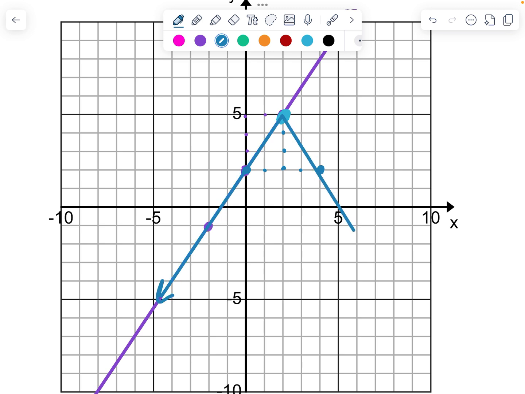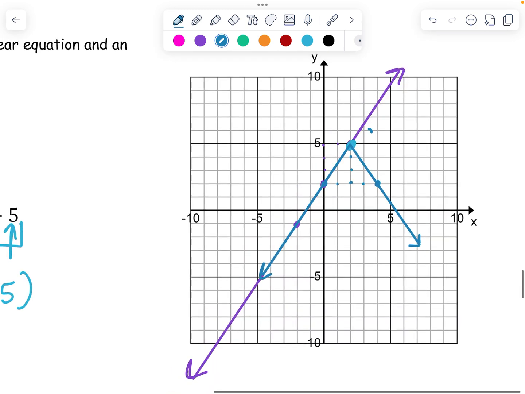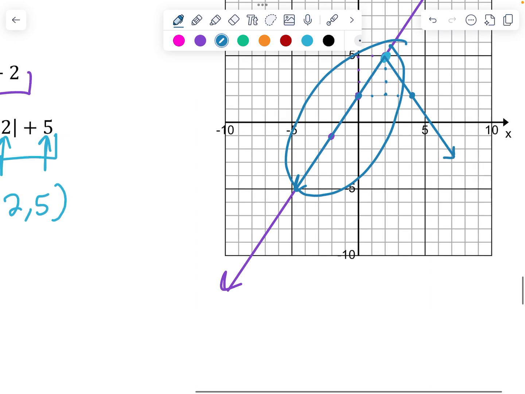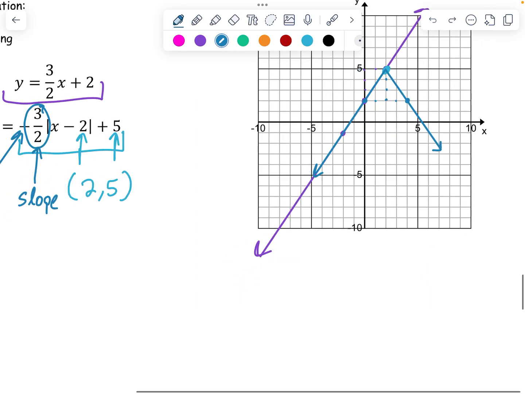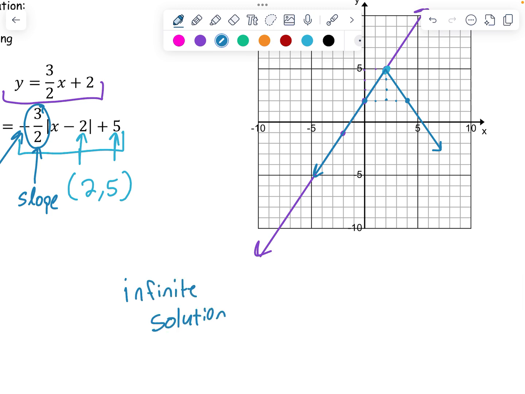This is another special case scenario that we're going to see right here. Because if you see, we have a bunch of overlapping right here. And these are lines that are going forever in this direction. So this is actually an example where we could get infinite solutions for our answer here.